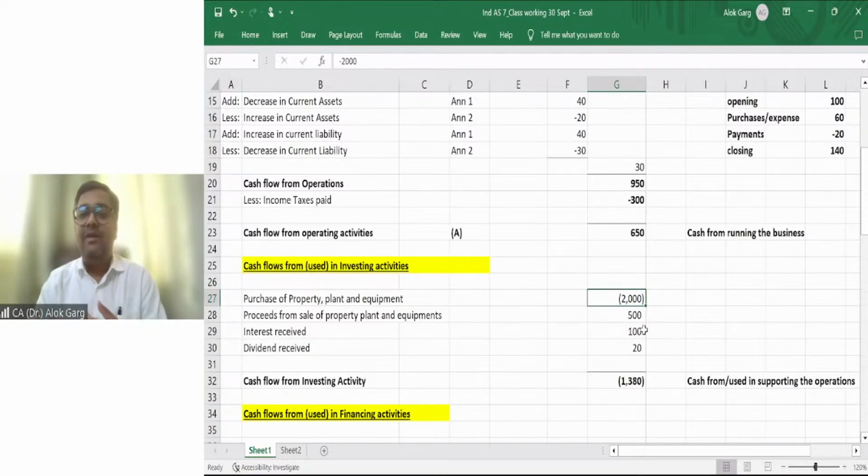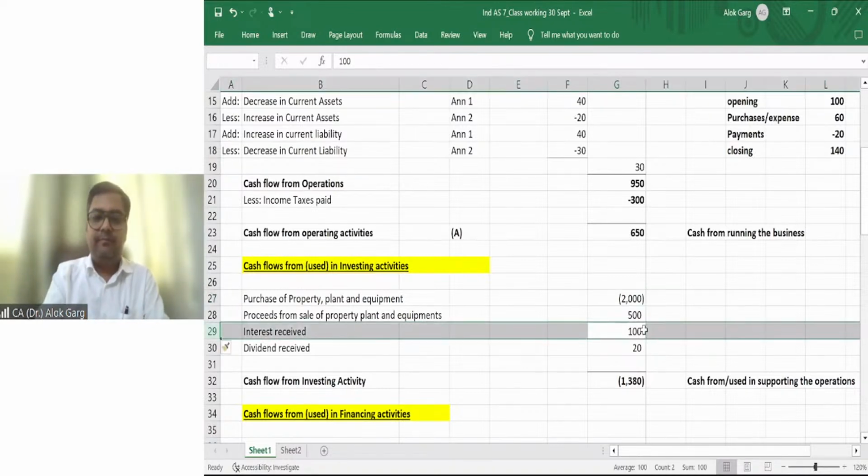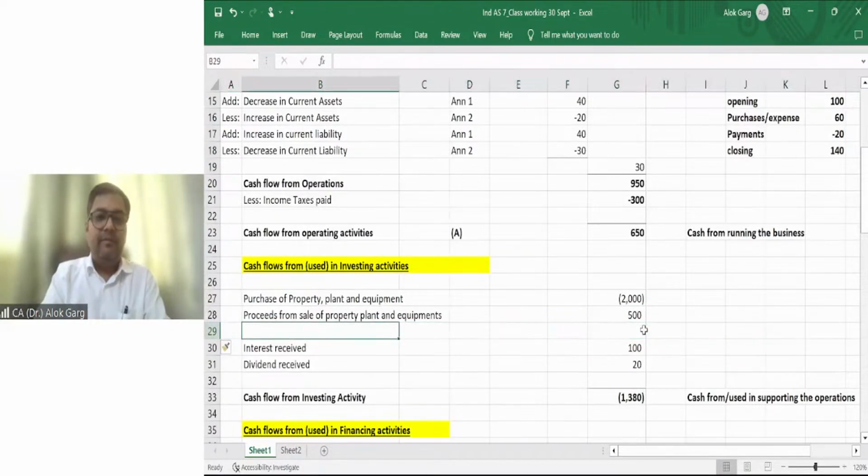If it is negative, what does it mean? It means probably the company is investing. If the company has a surplus money from the operations and the company has deposited it in the fixed deposit or investment, for example, let me write here, investment in mutual funds.